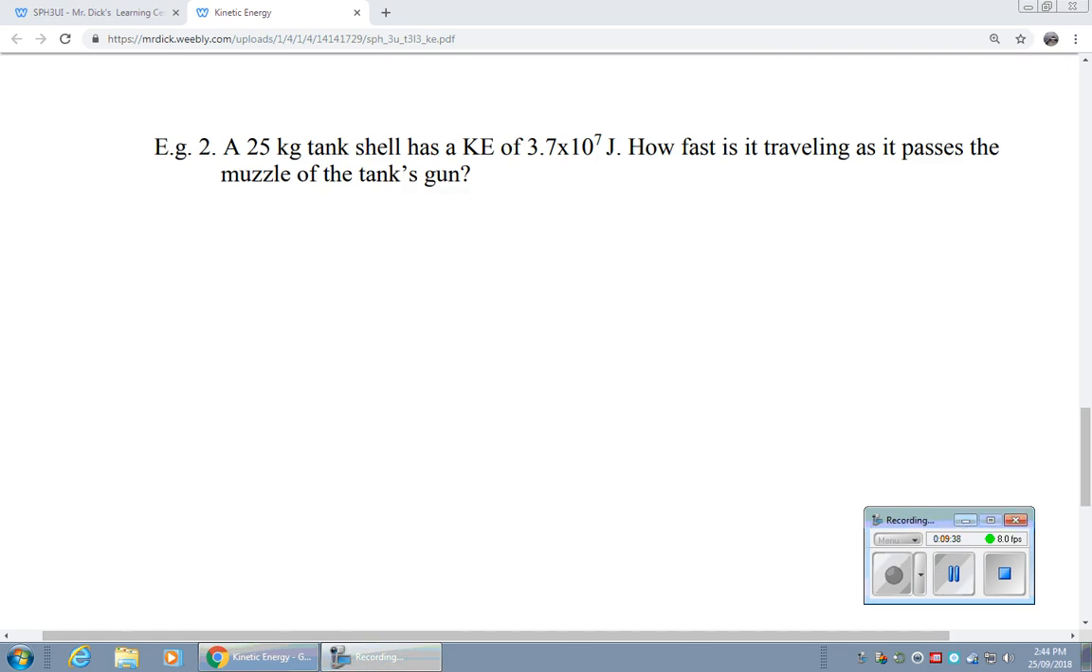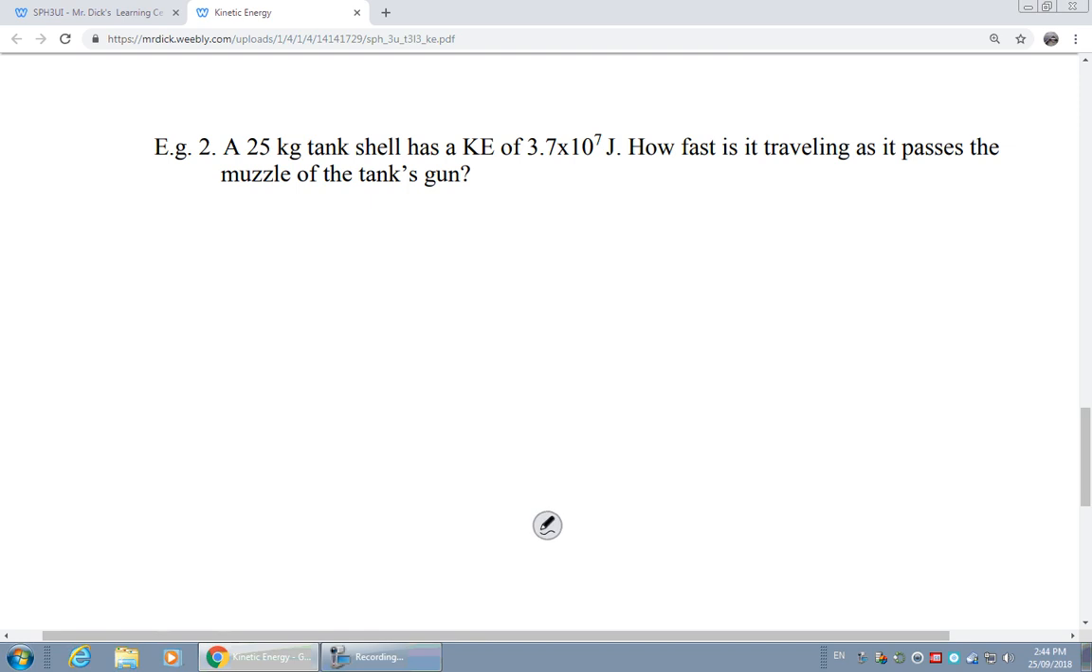We can also remember that this equation isn't just used for finding kinetic energy, because sometimes we might already know how much kinetic energy something has, and we're trying to find something else about it. So in this case, let's say from some other measurements, we know that a tank shell, which is 25 kilograms, has a kinetic energy of 3.7 times 10 to the 7 joules. So that's a lot of joules of energy. And we want to know how fast it's traveling. And we can use our same formula to do that.